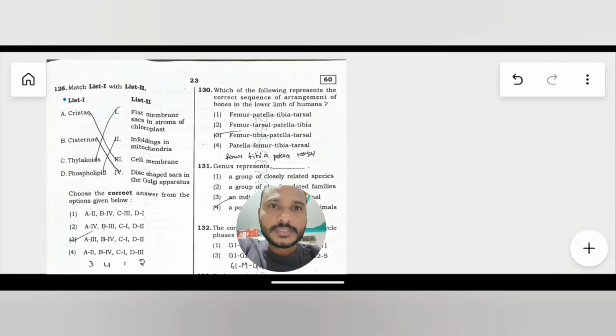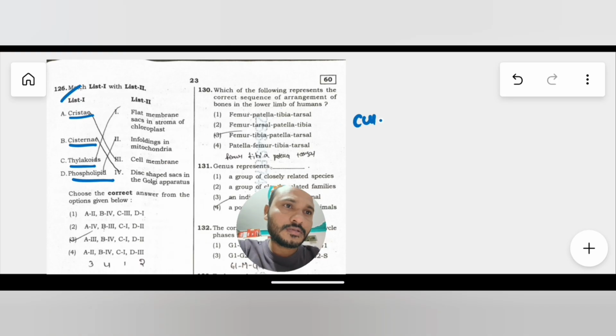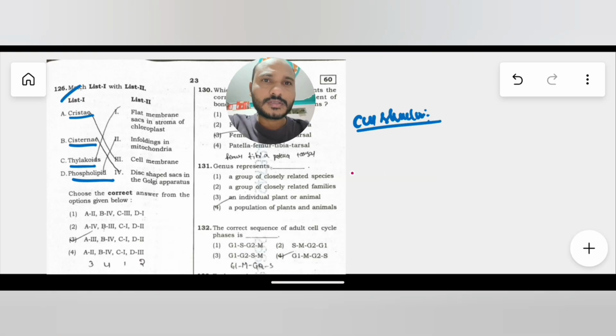Okay. So next, 126th question here. Match the following. List one is given: cristae, cisternae, thylakoids, phospholipids. So these questions are from cell structures, in that organelles, cell structure. Yeah. So here, cristae first.